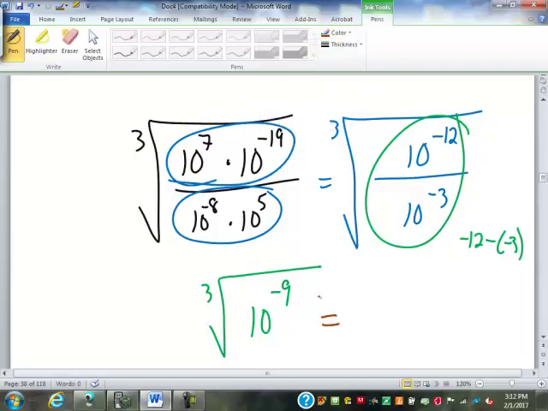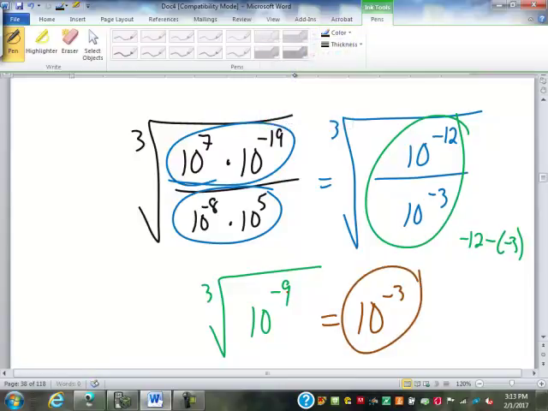And now the cubed root of 10 to the negative 9. We do the power divided by the root. So negative 9 divided by 3 is negative 3, 10 to the negative 3. Okay.